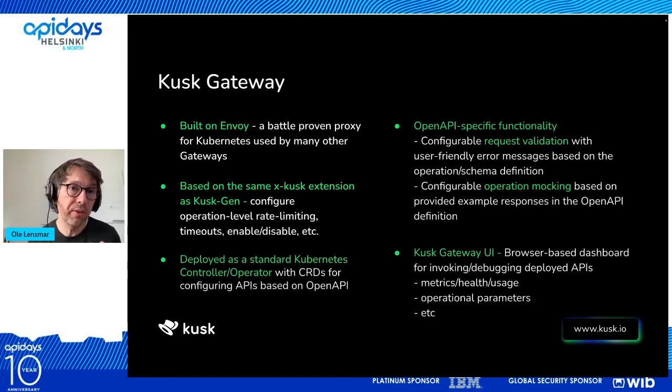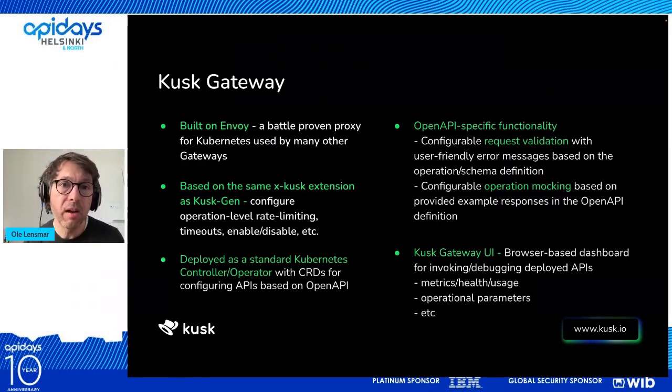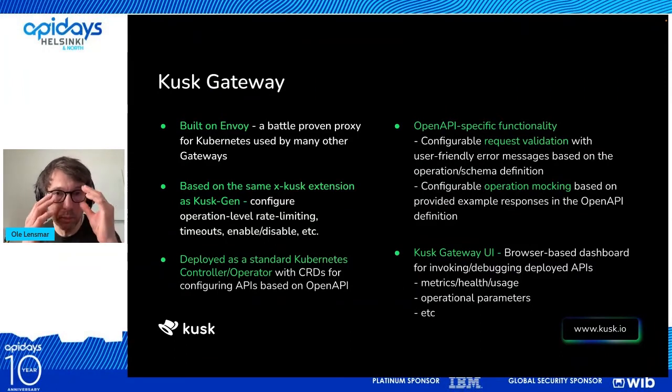Kusk Gateway in itself is also 100% open source, as is anything in the Kusk ecosystem. It's built on Envoy, which is a very battle-proven networking proxy, and which is also used by other API gateways in the space. So we're not reinventing the network layer part of this. This is more of a control plane. We're using the same extensions as Kusk-Gen. So if you've started with one, you can easily transition to the other. This is deployed as a standard Kubernetes controller operator, and it enables, at this point, request validation and mocking, so you can super easily just turn on validation.